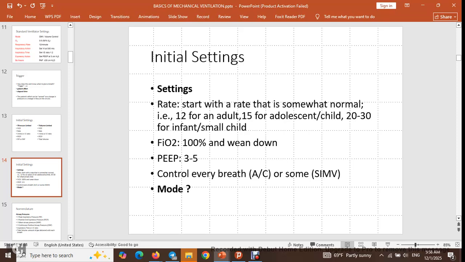The other is FiO2, which can be put at 100, and you will wean the patient downward, based on the patient response, every 20 minutes. The other is PEEP. In some patients, like in pediatrics or neurocritical patients, you can start from 3.